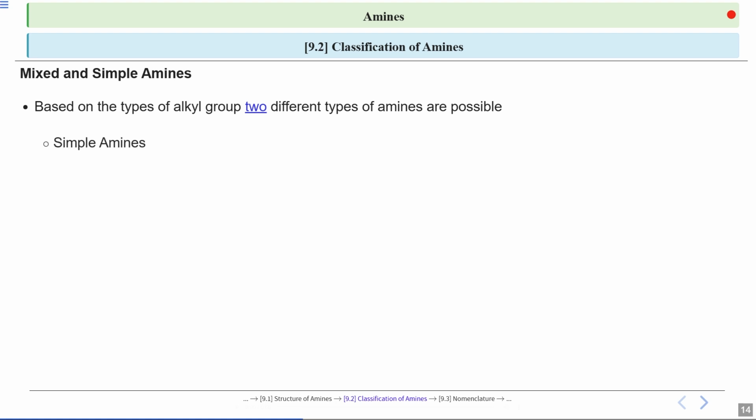First, we will talk about simple amines. In simple amines, all the alkyl or aryl groups attached to the nitrogen atom are the same. Next, the second type is known as the mixed amine. In a mixed amine, not all the groups attached to the nitrogen are the same. So in simple amines, as I've told you, all the alkyl or aryl groups are the same.